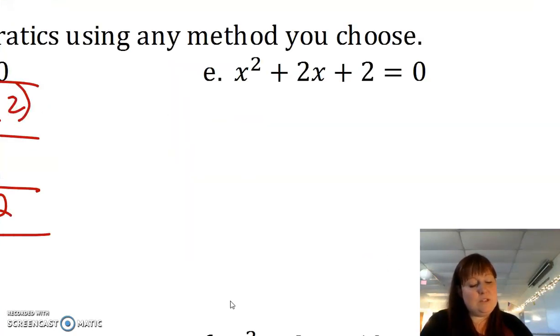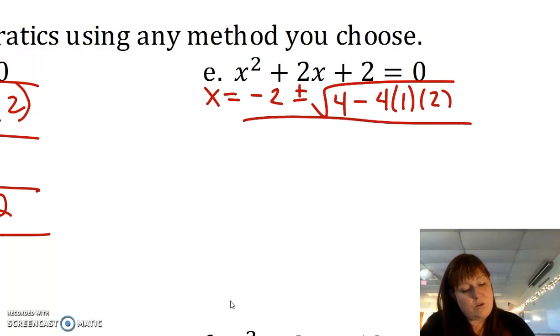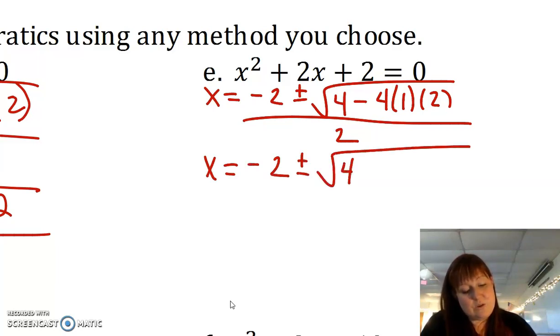Is there anything that multiplies to 2 and adds to 2? The only thing that multiplies to 2 is 2 and 1, and it adds to 3. So this one's another candidate for the quadratic formula. x is equal to negative b plus or minus the square root of b squared minus 4ac all over 2a. So we have x equals negative 2 plus or minus, and then you just start simplifying. So we have 4 minus 8 all over 2.